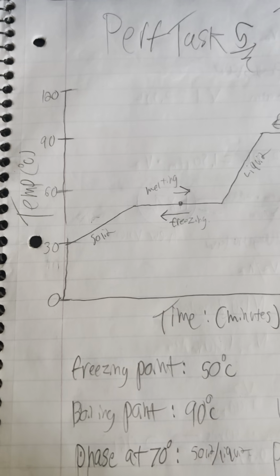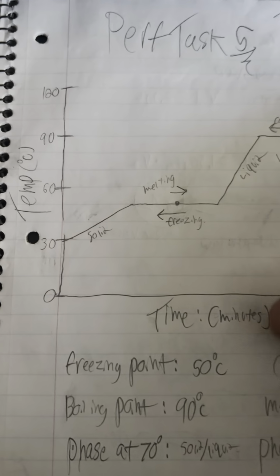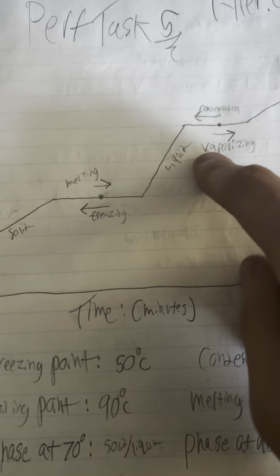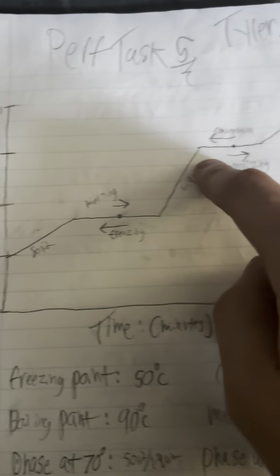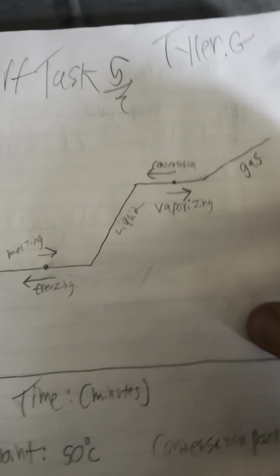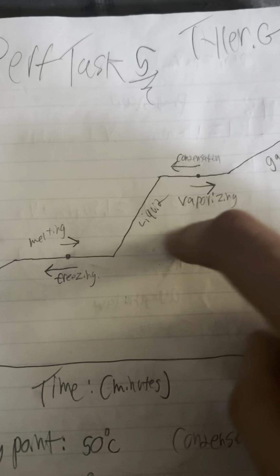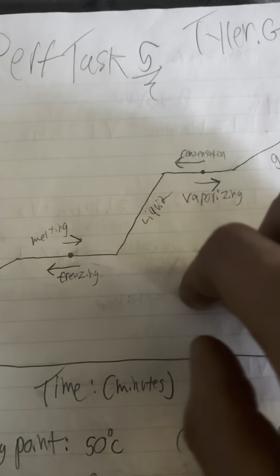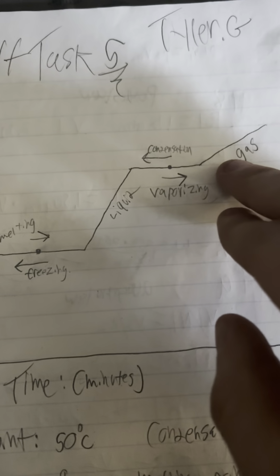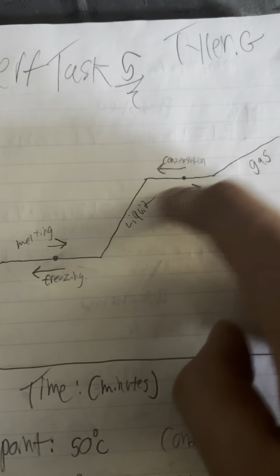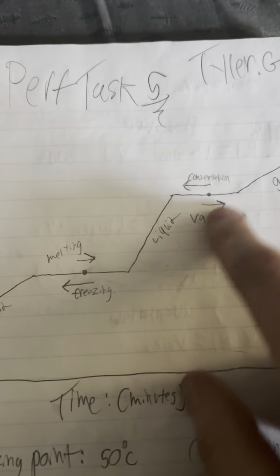Next is, what phase or phases are present at 90 degrees? All right, 90 degrees, bring it right over. Oh man, it's at 90 degrees, which is the condensation and boiling point. So at this point, the substance would be sort of both. It would be a liquid and a gas, or a liquid turning into a gas at 90 degrees.